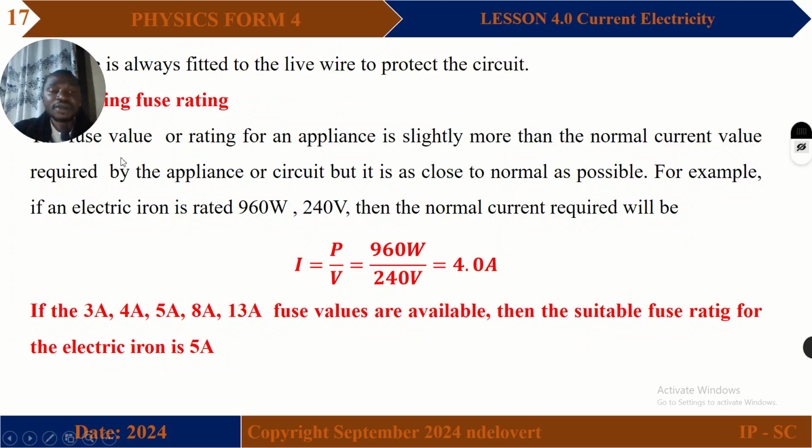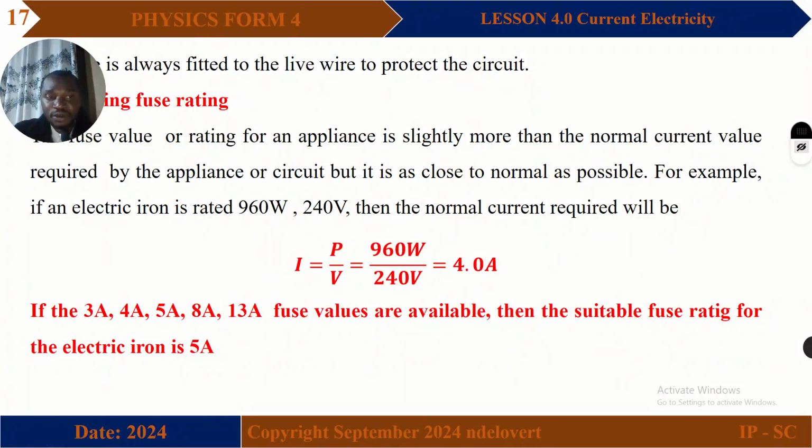Now, how do we calculate the fuse rating? How do we know which fuse to use for a particular appliance? For you to know the fuse to use, you need to know the current flowing through the appliance. For example, if an electric iron is rated 960 watt and the voltage is 240 volt, what's the current flowing through it? The current is 960 watt divided by 240 volt, so the current is 4 amperes. The 4 ampere is the current flowing through that electric iron.